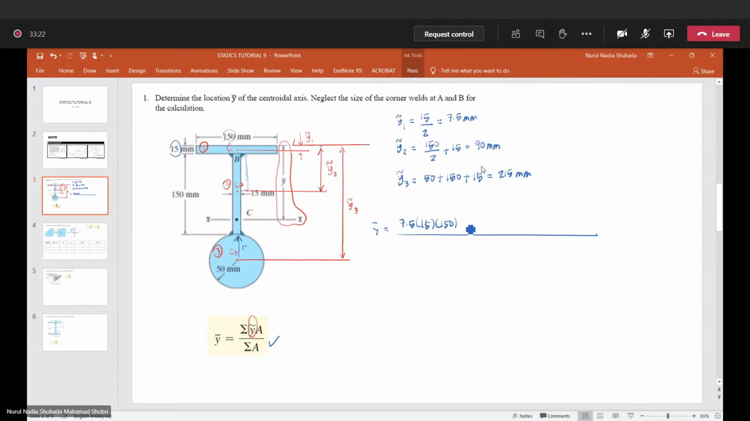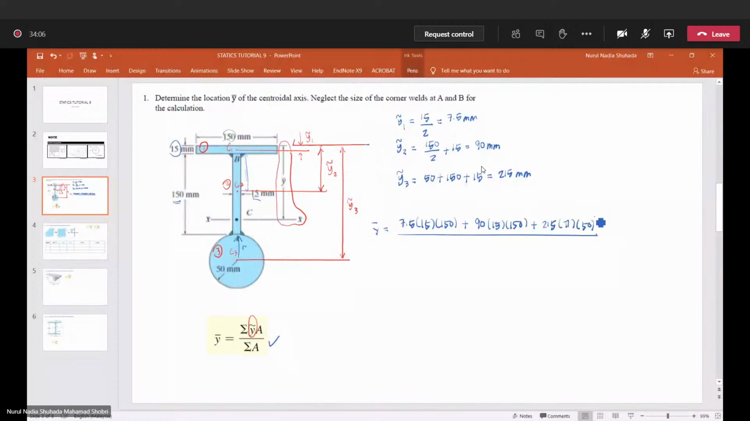And then we plus segment 2. For segment 2, y2 is 90, and then we multiply with the area of segment 2, which is 15 and 150. Then we plus segment 3. For segment 3, the value of y3 is 215, and the area of a circle is pi r squared, so pi times r, which is 50 here, squared.